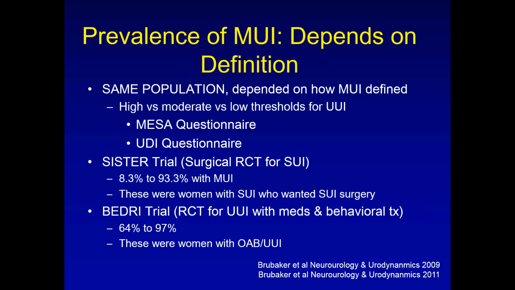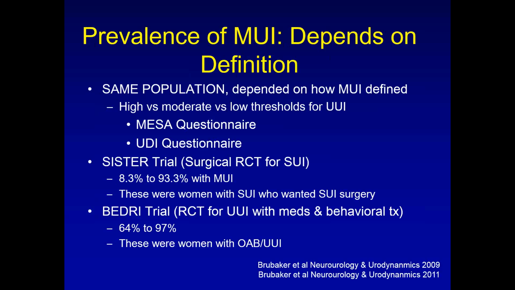Your urodynamics is not going to be able to help you identify by the definitions. Mixed incontinence is such a nebulous topic. This is a good one. I actually like this one. This is one of my favorite slides on mixed incontinence. This is looking at two different UITN trials. UITN is the Urinary Incontinence Treatment Network. These were the SISTER trial and the BE-DRY trial. The SISTER trial was women who presented with complaints of stress incontinence who wanted stress incontinence surgery. They had to want stress incontinence surgery to be enrolled in the trial.